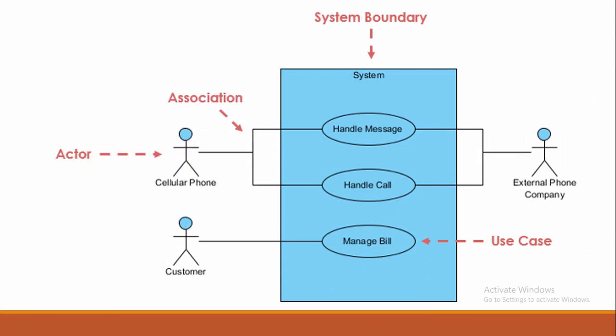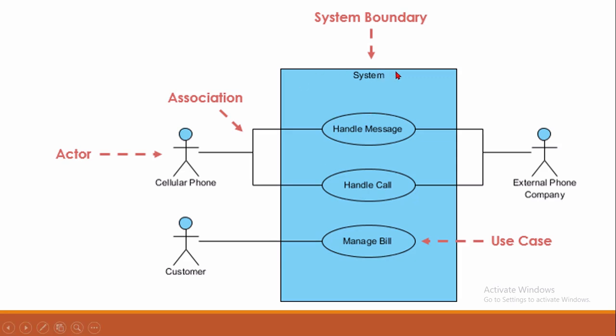Yes, so this is a use case example. This diagram shows a real world example where we have actors like cellular phone, customer, then external phone company. So these are the actors, or some external objects we have in our system. These actors interact with the system functions. So we have system functions like handle a message, then handle call, then manage a bill. So relationships are clearly defined.